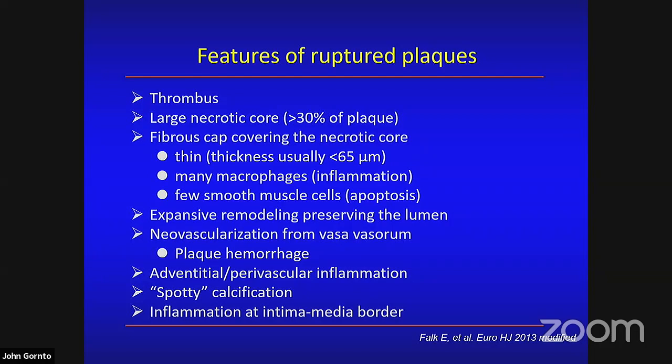There can be periadventitial inflammation, and we've seen it more progressive. I haven't written the paper as yet, but it is far more progressive in plaques that rupture than anywhere else. We see that much more so, accompanied by inflammation. And there can be, of course, spotty calcification, and also intimal medial inflammation may be seen.